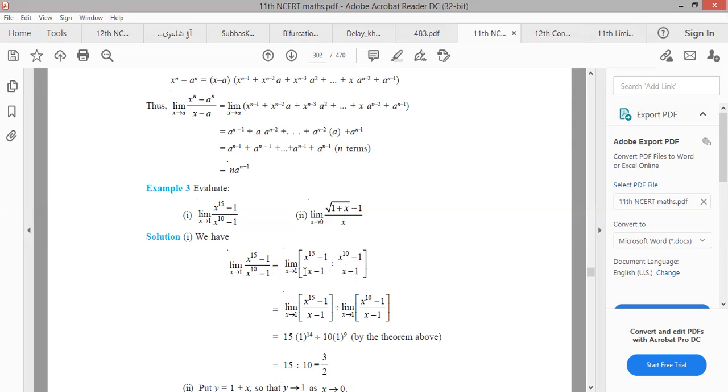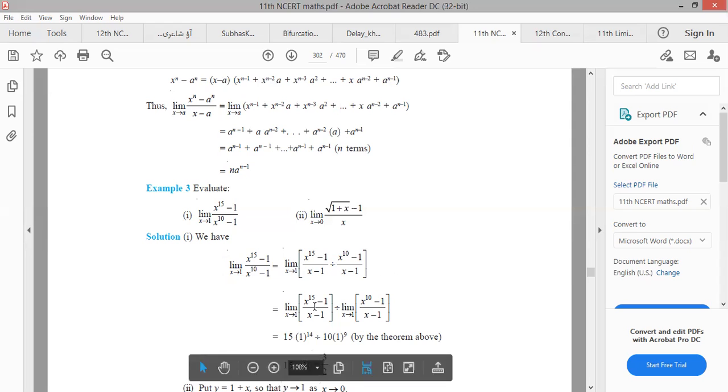Now, you know, from the algebra of limits, the limit of a quotient is the quotient of their limits. So we will apply the limit to the numerator and denominator separately, and we will be using the above theorem: the limit as x tends to a of (x raised to the power n minus a raised to the power n) divided by (x minus a). So it will be 15 into a raised to the power 15 minus 1, that is 14.